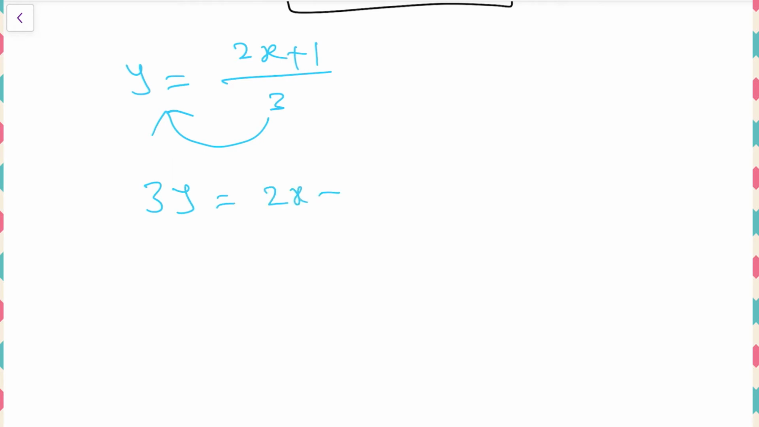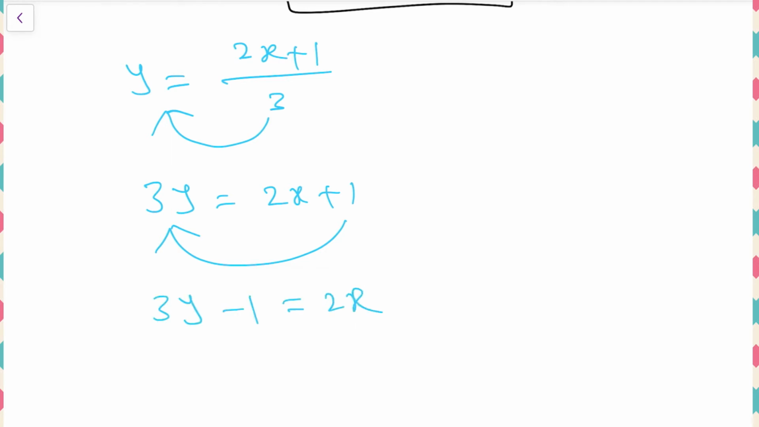The given function f of x is equal to (2x plus 1) by 3. So f of x I am replacing with y. Y is equal to (2x plus 1) by 3. Now we need to make an equation for x. So for that, take 3 to the left side. Then we will get 3y is equal to 2x plus 1. Take plus 1 also to the left side. Then we will get 3y minus 1 is equal to 2x.